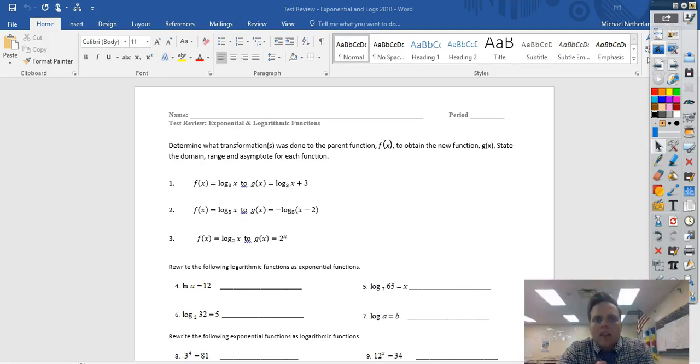Hey guys, we're going to do the test review for our test on Friday, the 4th of May. Determine what transformations were done to the parent function f of x to obtain the new function g of x. State the domain, range, and asymptote for each function.